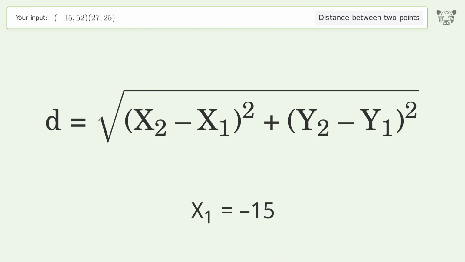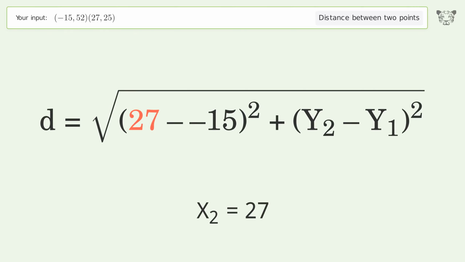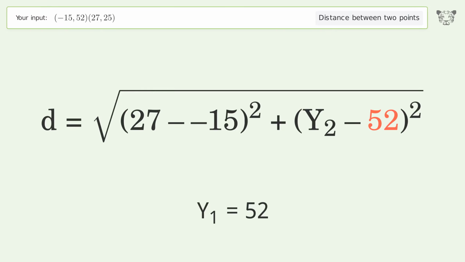x1 equals -15. x2 equals 27. y1 equals 52. y2 equals 25.